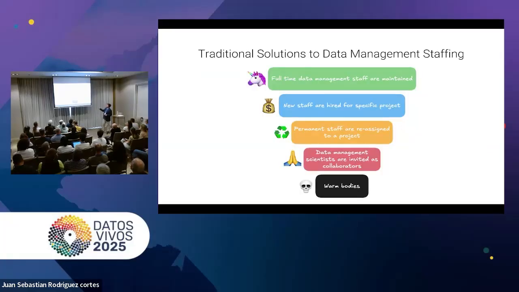So this is my view of how data management staffing traditionally works. Up top, there's probably maybe a couple people in this room who have full-time data management staff, and it works really well, and that's fantastic. We should all be so lucky. More often what happens is we hire new staff when there's a specific project that comes on board and we have more money, or maybe we take our permanent staff and shuffle their roles, shuffle their responsibilities. I've definitely been invited to projects to be a data manager, and then I get the credit on the paper and those kind of fun things.